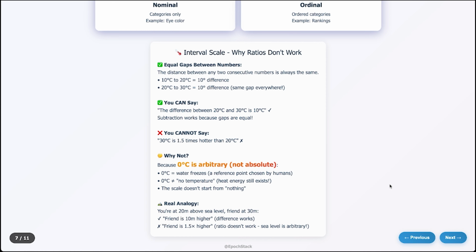For example, you are at 20 meters above the sea level and your friend is at 30 meters. You can say that your friend is 10 meters higher, and here the difference works. But you cannot say that the friend is 1.5 times higher, because the ratio doesn't work, because the sea level is arbitrary. You don't have a starting point for the sea level.